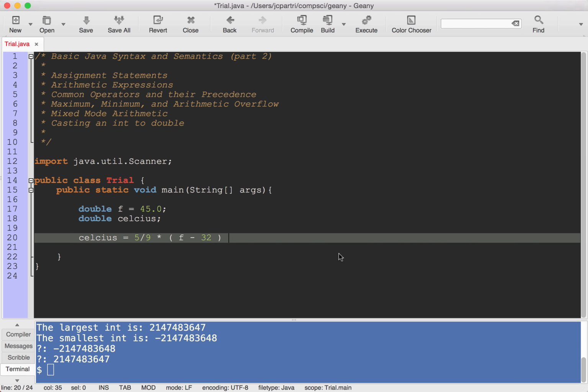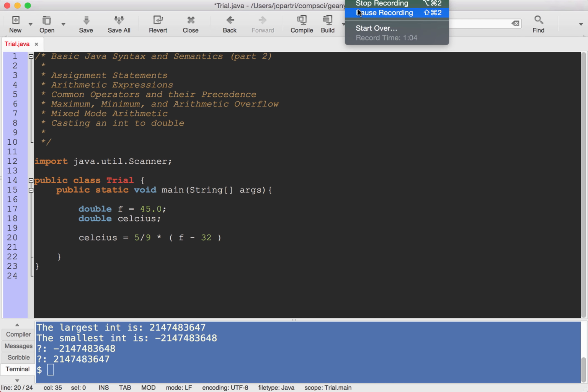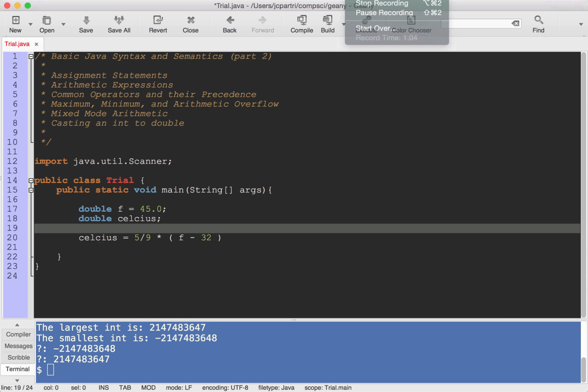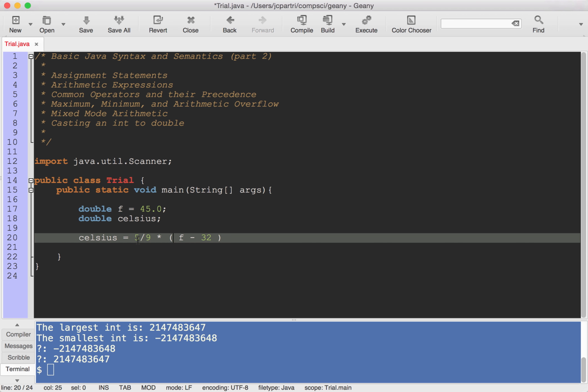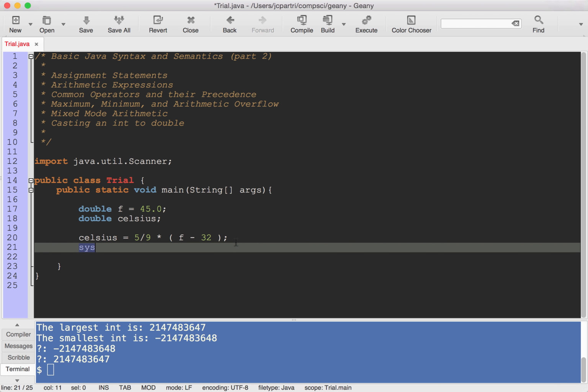And let's see, is that it? 5/9 times Fahrenheit minus 32? I believe that's it. Yes, that's it. And I'm just determined to misspell Celsius for some reason. I've got some neurons that actually think there's another C there in Celsius that I've got to override. Okay, there we go. Now, System.out.println, and we're going to print out Celsius.